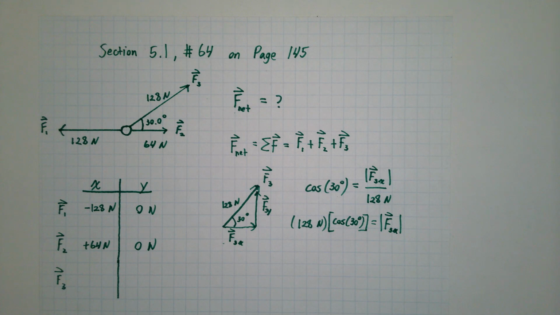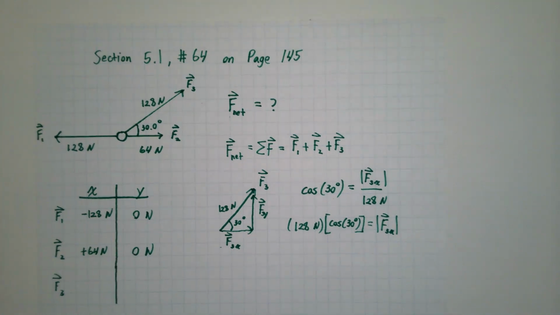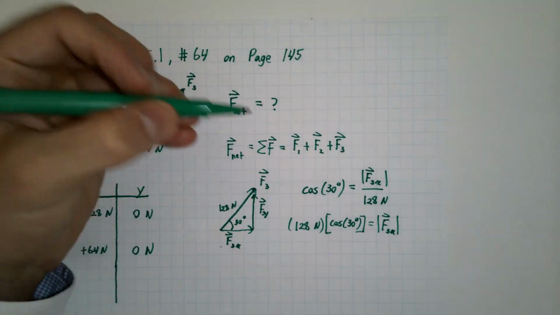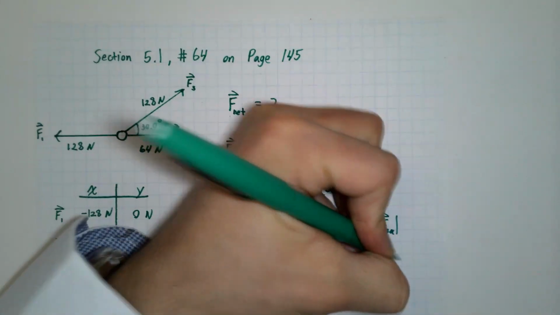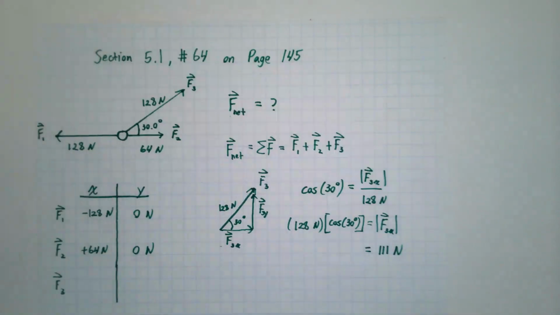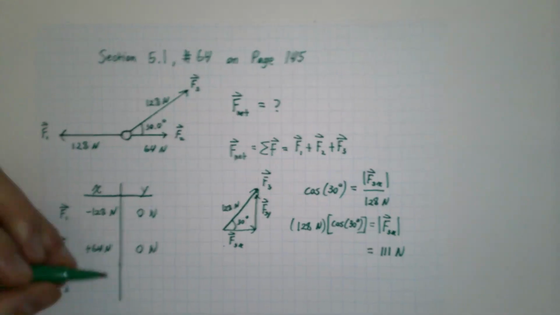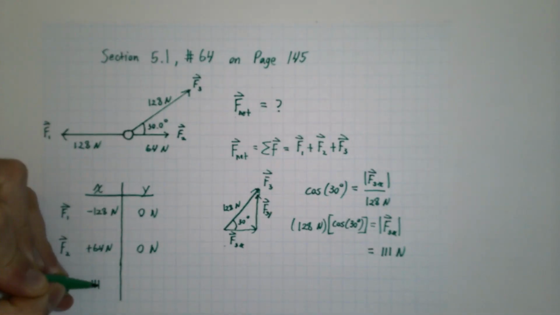So if we take 128 times the cosine of 30 degrees, we get 111 newtons. 111 newtons to the right. 111 newtons, and that is to the right and in our positive direction.